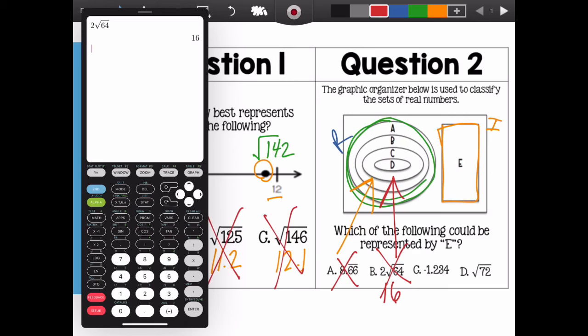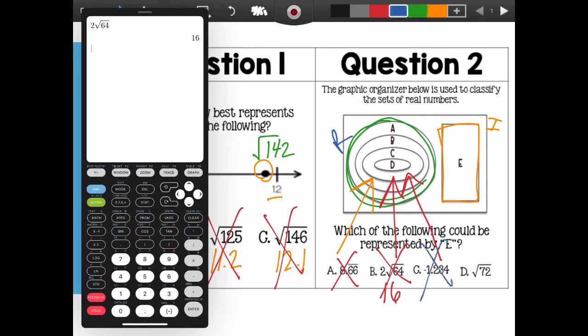Option C says -1 and 234 thousandths. Again, this is a decimal. It's negative, but that's okay. The main thing here is that it's terminating, meaning that it ends at 4. So it is a terminating decimal, and it can also be classified as rational. So this is not our answer.